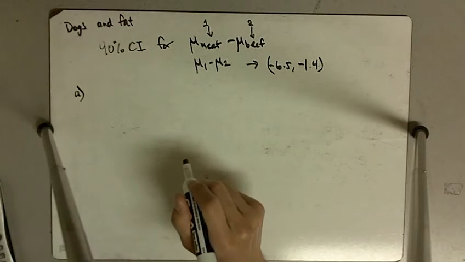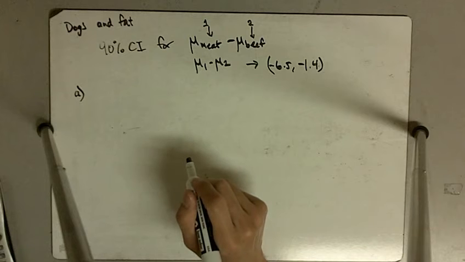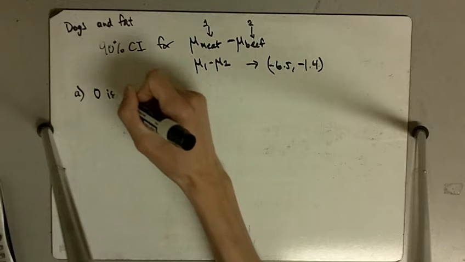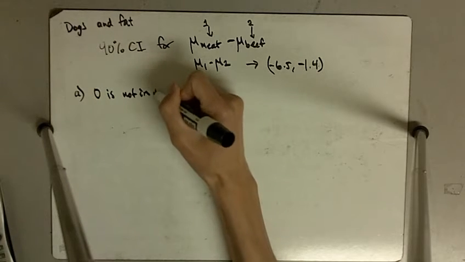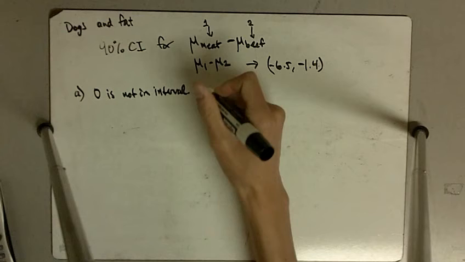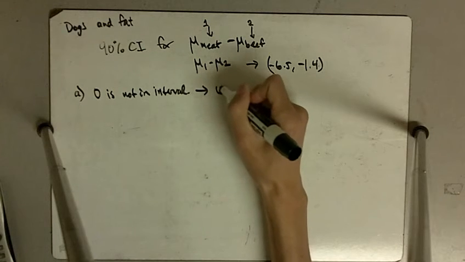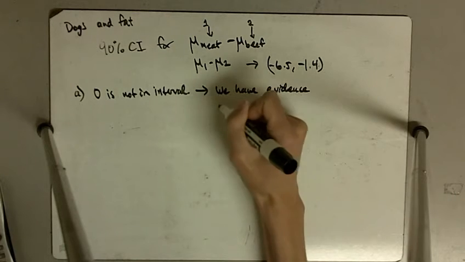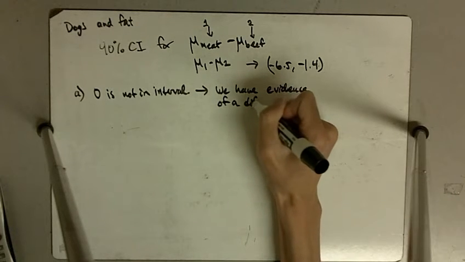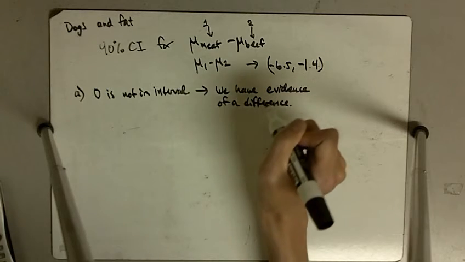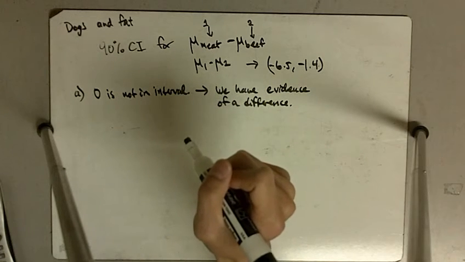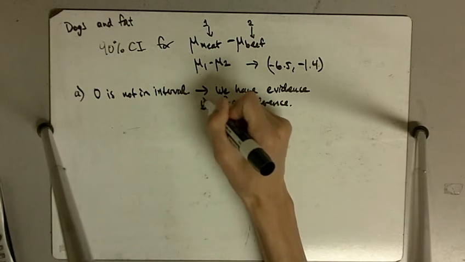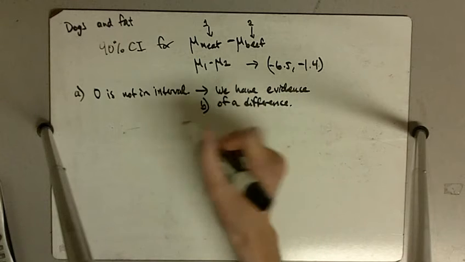But anyway, let's see what this asks. It says the endpoints of the confidence interval are negative numbers. What does that indicate? That means 0 is not in the interval, which further indicates that we have evidence of a difference. Part B says, what does the fact that the confidence interval does not contain 0 indicate? Oh, so I actually answered part B right here. That means we have evidence of a difference.